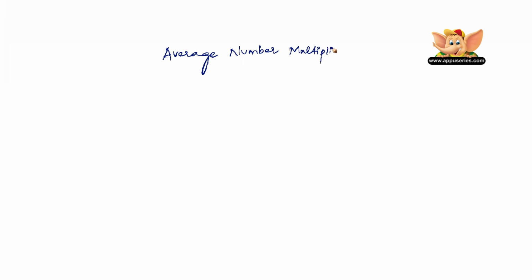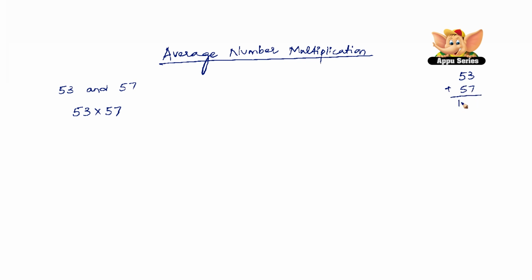Here, let's multiply two two-digit numbers by using the average number between them. So let's call it average number multiplication. Let's take 53 and 57. So we have to multiply 53 and 57 in a very simple way. That is 53 into 57. So the average of 53 and 57 would be, 53 plus 57 is 110.